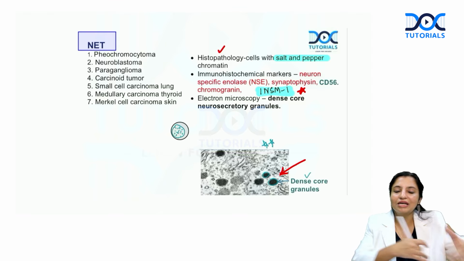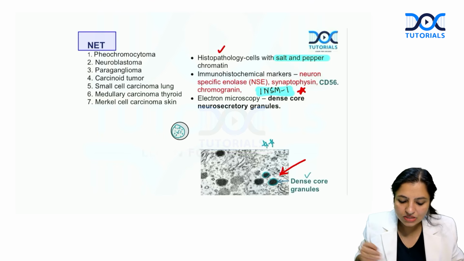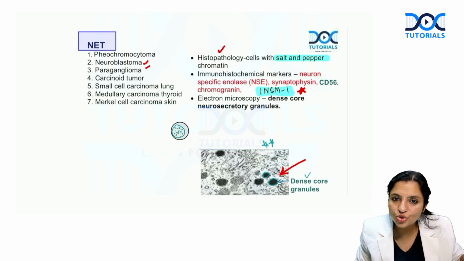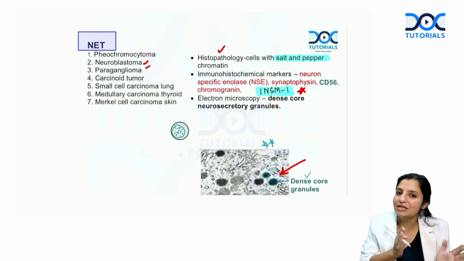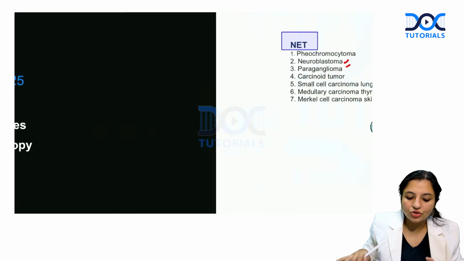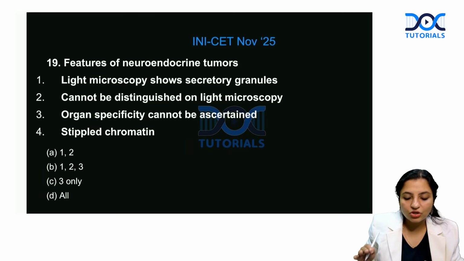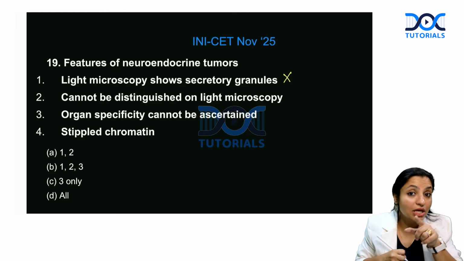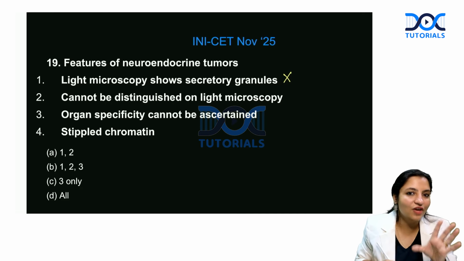So they have certain subtle other features also which help in identifying which tumors are neuroendocrine tumors: pheochromocytoma, neuroblastoma, paraganglioma, carcinoids, small cell carcinoma of the lung, medullary carcinoma of thyroid, and Merkel cell carcinoma of the skin are all neuroendocrine tumors. Now once you've understood this, look at this. What are the features of neuroendocrine tumor? Light microscopy shows secretory granule. Wrong. It is electron microscopy that shows you dense core granule or secretory granule, not light microscopy. So subtle point, but very important.